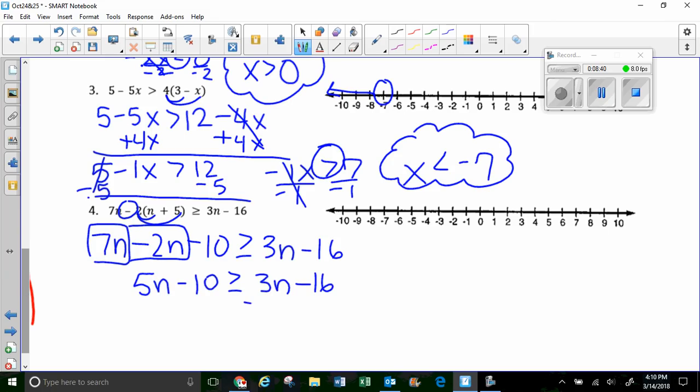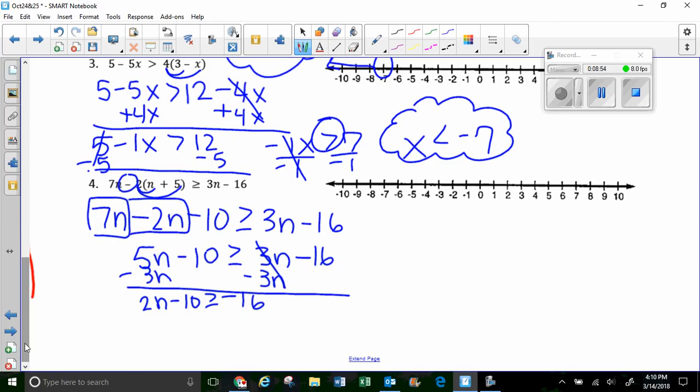Looking to move my variables to the left, I'm going to subtract 3n on both sides, which gives me 2n minus 10 is greater than or equal to negative 16. This is a long problem. Add 10 on both sides to move your constants away. And that's going to give me 2n is greater than or equal to negative 6. Divide both sides by 2.